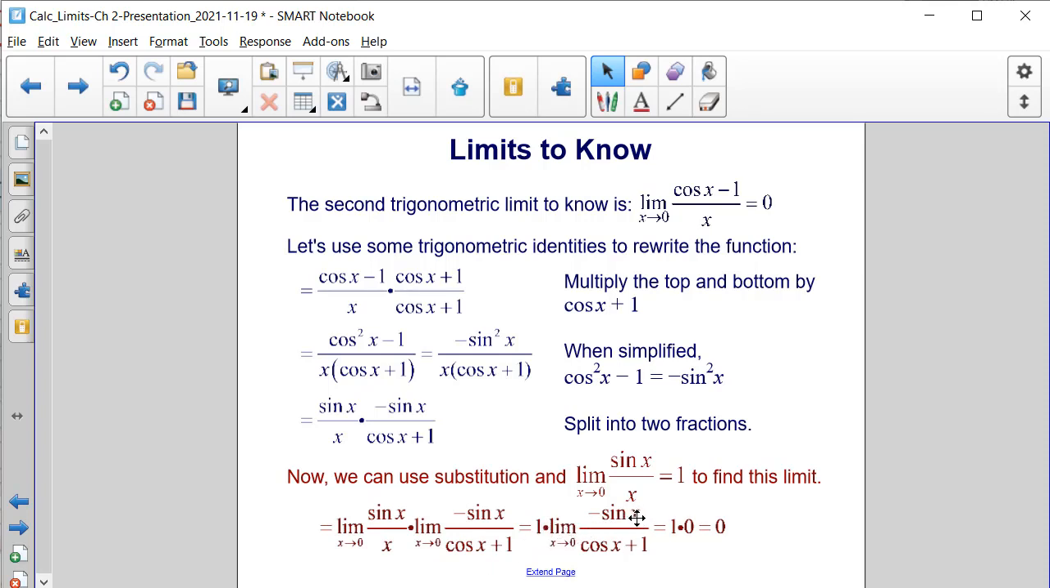If we substitute 0 in for x in the negative sine, we get 0, and in the denominator, cosine of 0 is 1, and 1 plus 1 is 2. So 0 over 2 is equal to 0. So then we have 1 times 0, which is equal to 0. So this proves that the limit of the quantity cosine of x minus 1 divided by x is equal to 0.